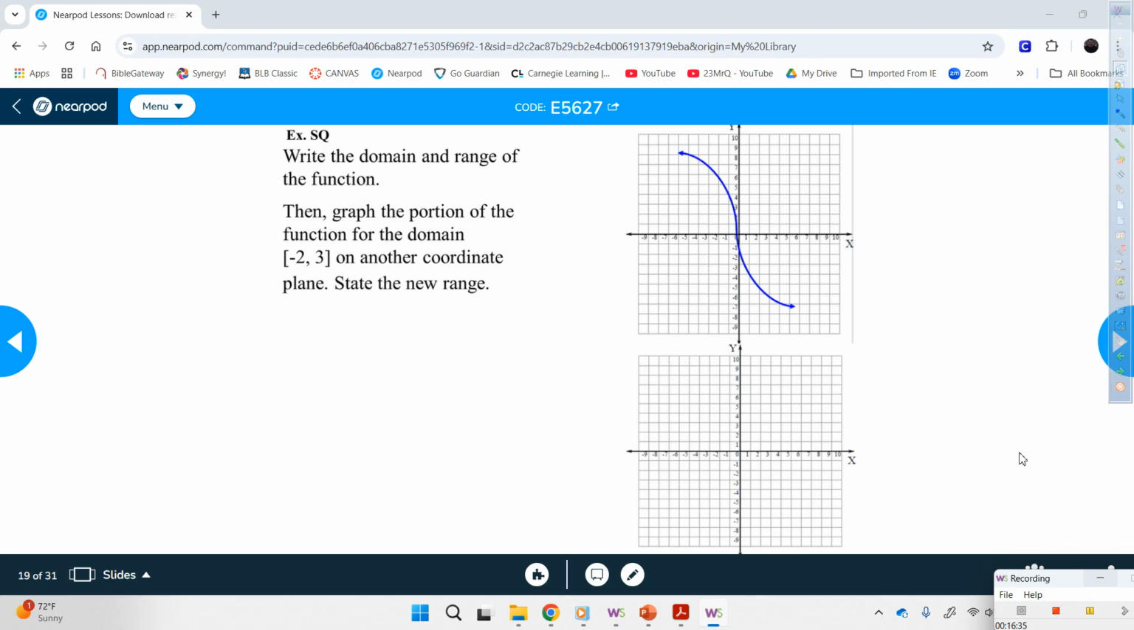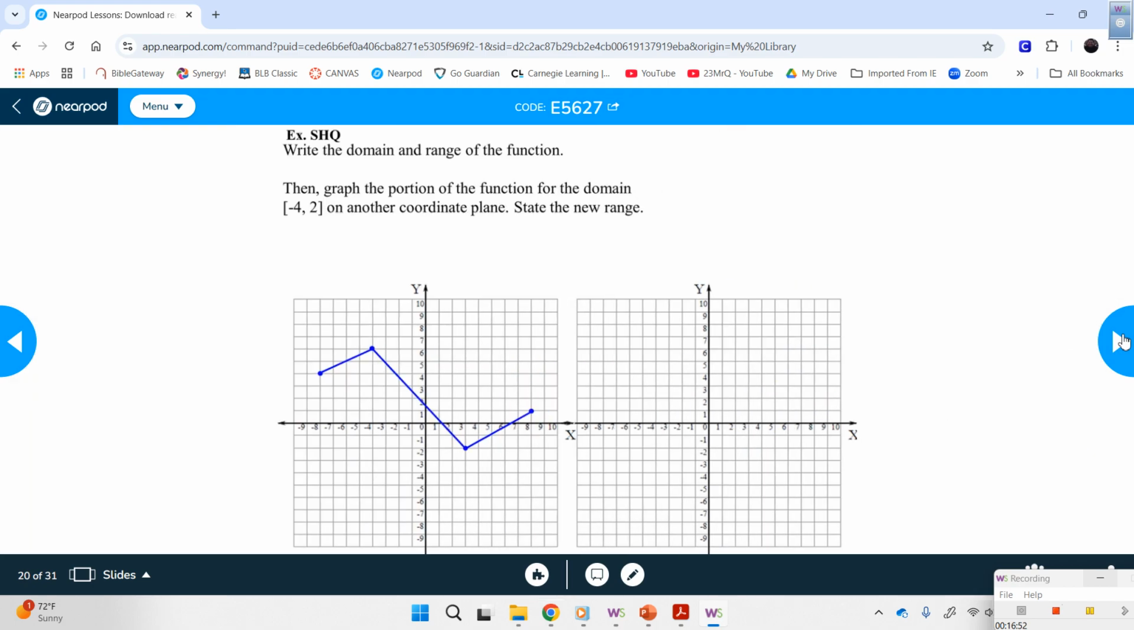So yesterday, we finished off with this one before we went to a word problem. I want to work on this one because I had some people that were a little bit lost with that graph. And I printed out a handout for you guys because we're going to work this one together. So go to that one, example Shazam Q.